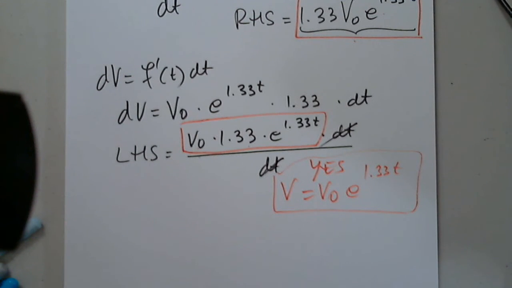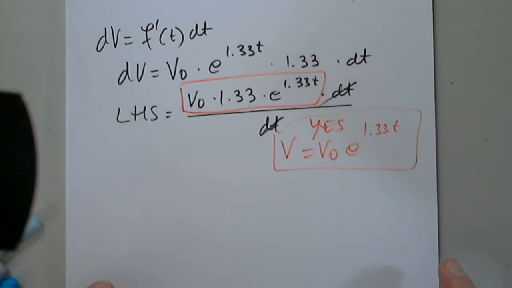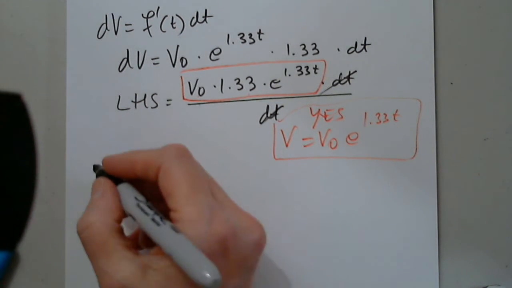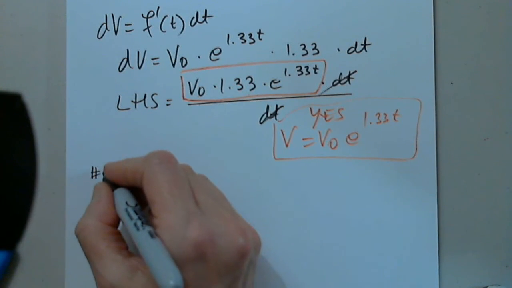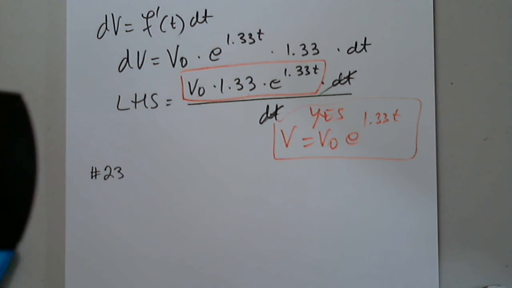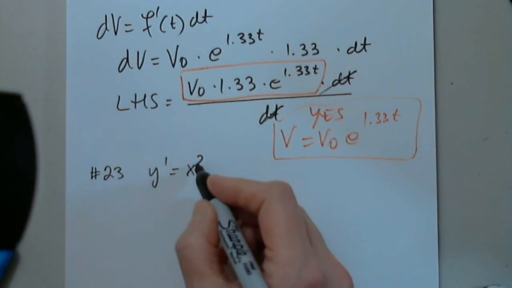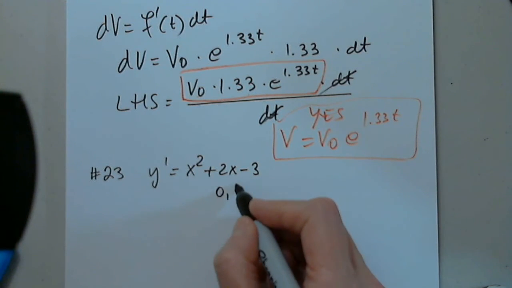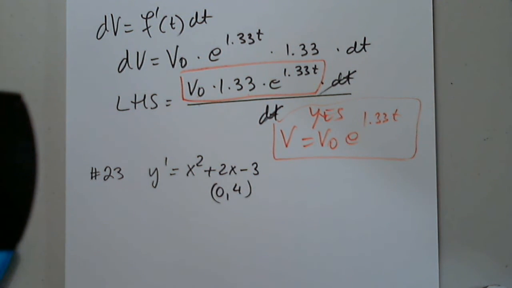So anything we want to choose from 23 through 34. And then we'll stop. Okay, I'll choose 23. In 23, we have y prime equals x squared plus 2x minus 3. And the point is 0, 4. When x is 0, y is 4.